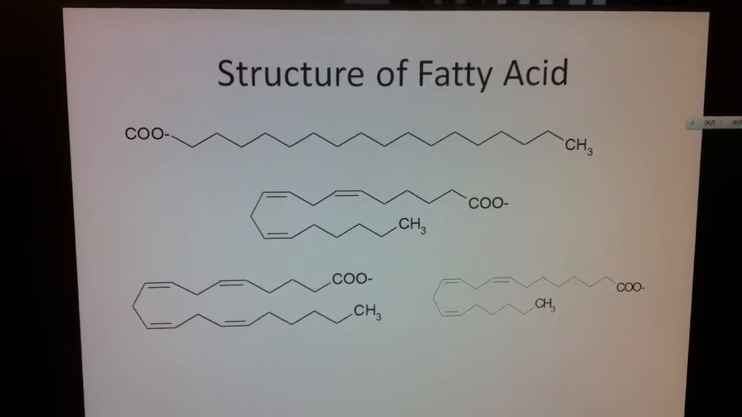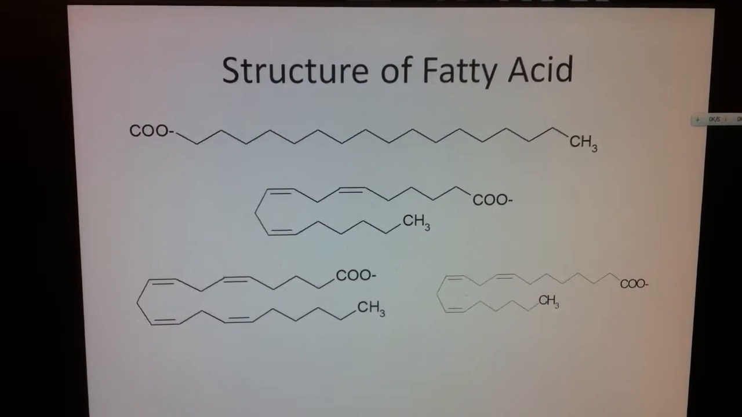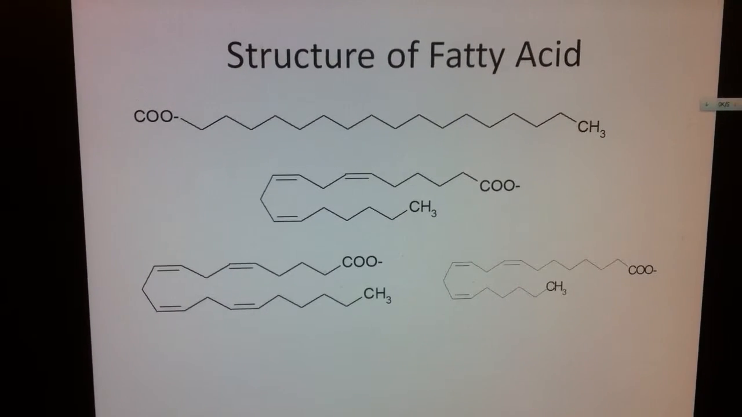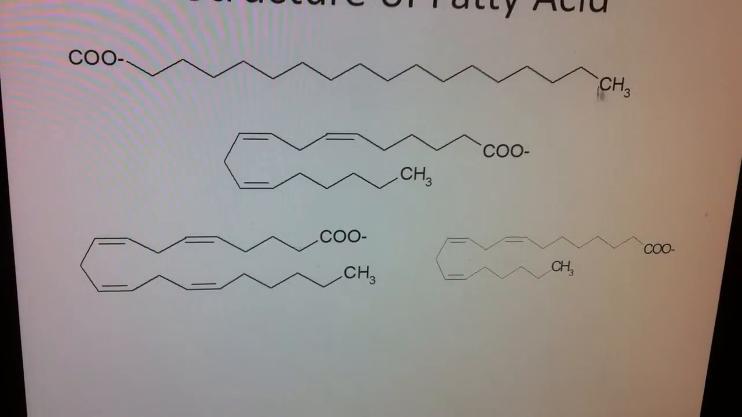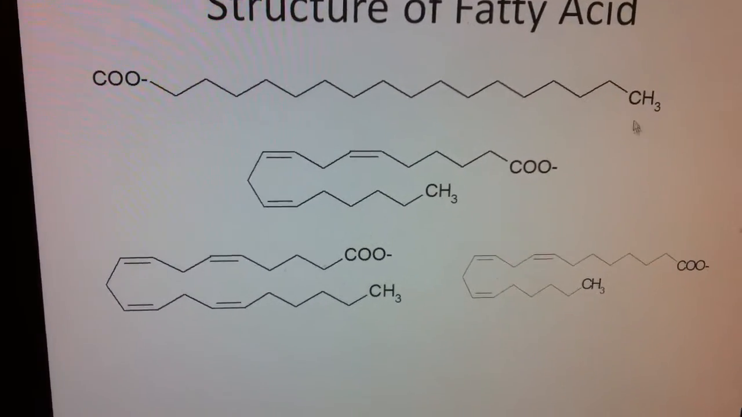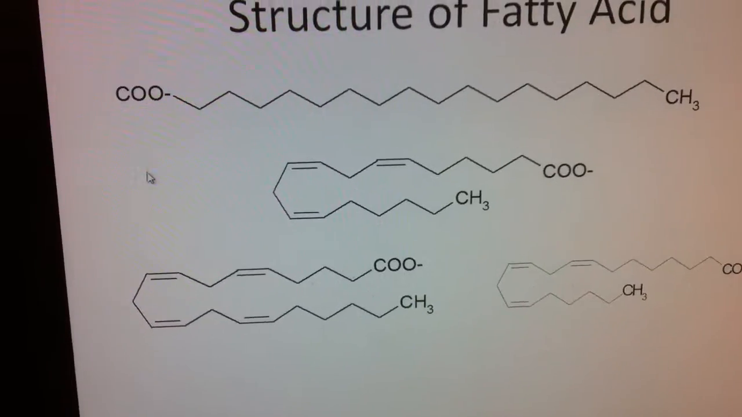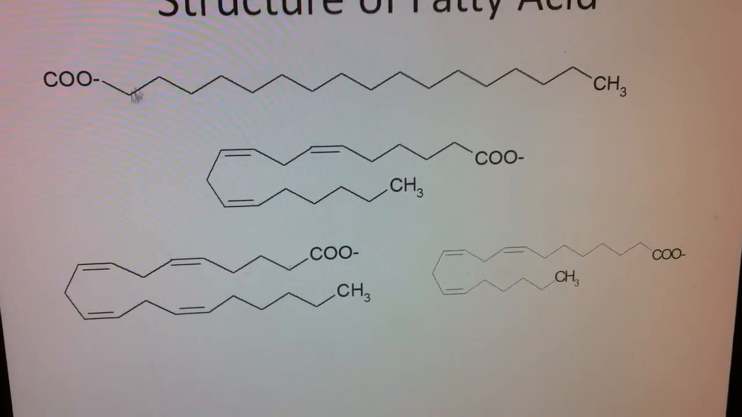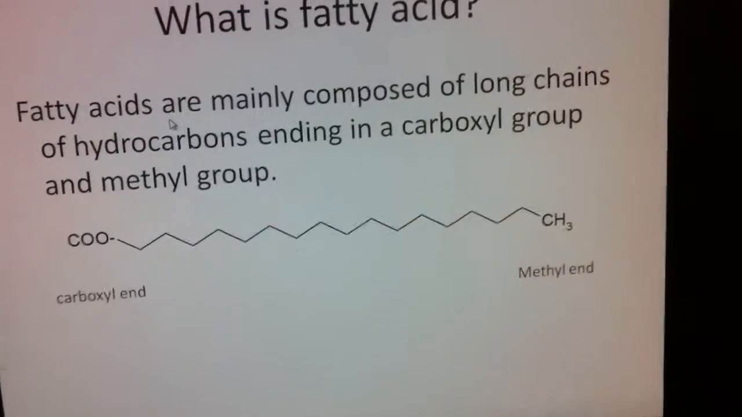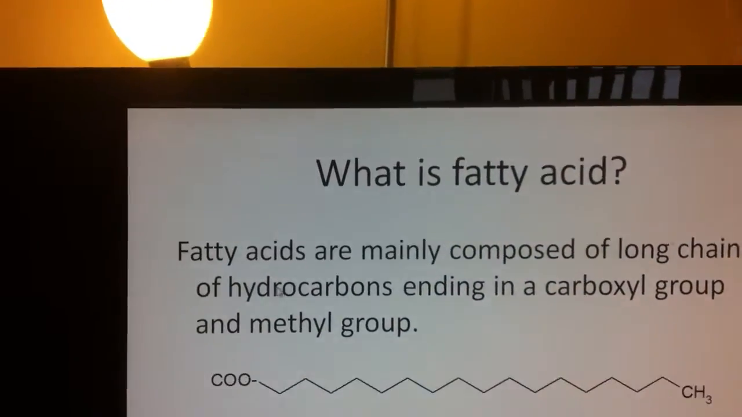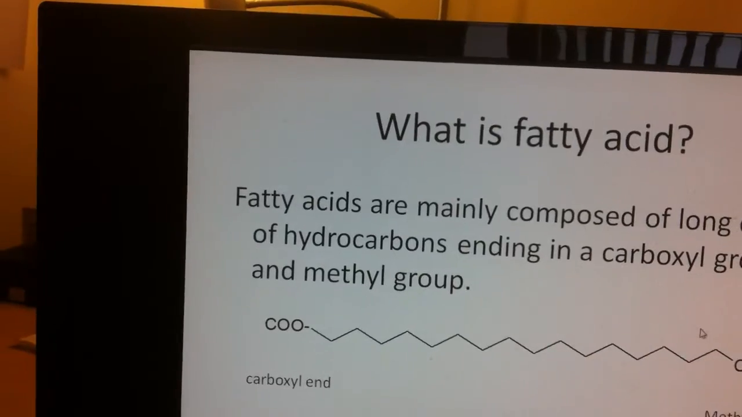Okay, I think all of you know the structure. All of you know the features of the structure, right? They both contain the methyl group and the carboxyl group, right? So it also has a long chain. So what is a fatty acid? Fatty acids are mainly composed of a long hydrocarbon chain with a carboxyl group and a methyl group, right?